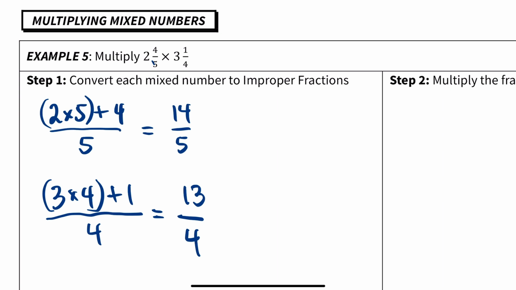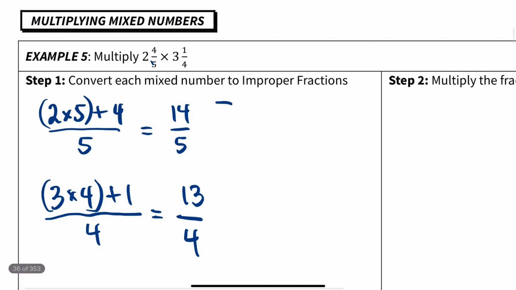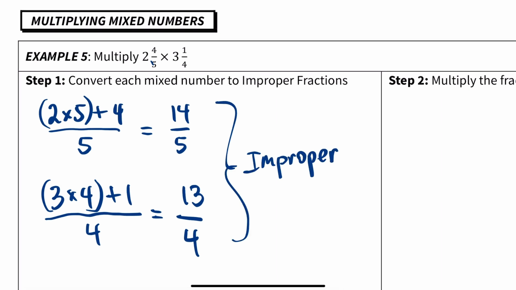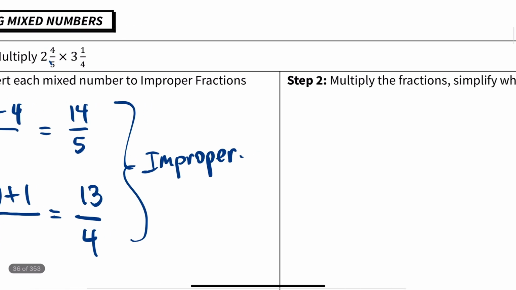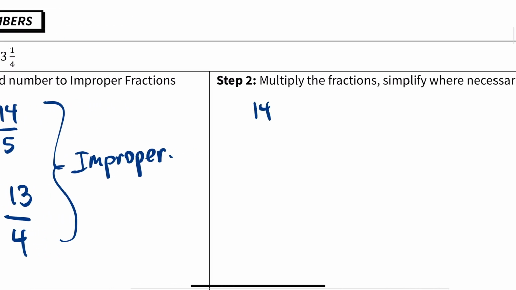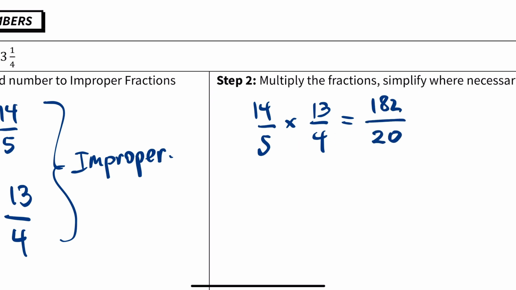Okay, so now you have 2 improper fractions. What do you do with those improper fractions? Now you can multiply them. 14 over 5 times 13 over 4. When you multiply the numerators, 14 times 13, you get 182. Multiply the denominators, 5 times 4, you get 20. And so there's your answer.